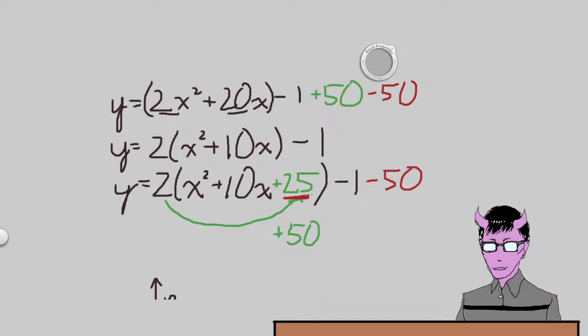Again, how do we know that? Because this 25 was not here, but it's not just a 25. It's 25 times 2, which is 50. 50 was not part of the problem, so you need to negate it by subtracting 50. All right.